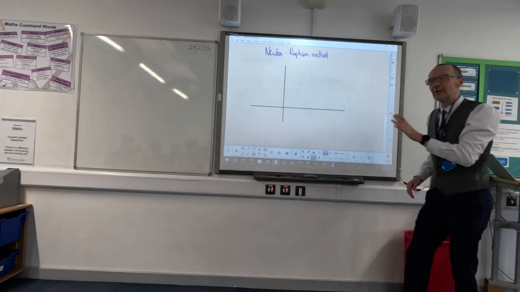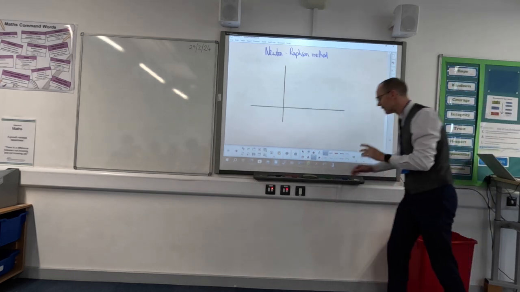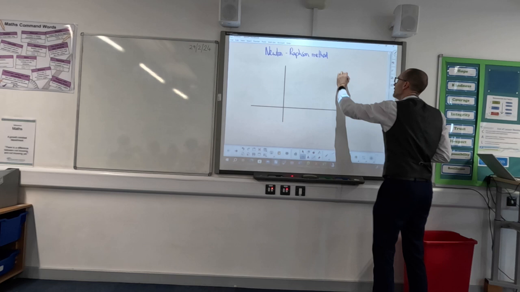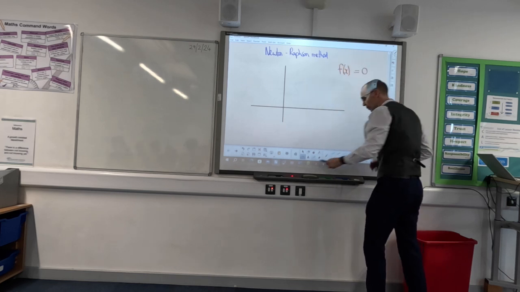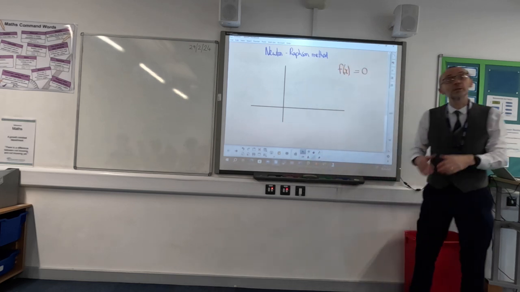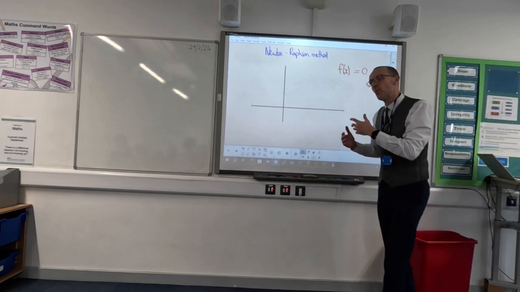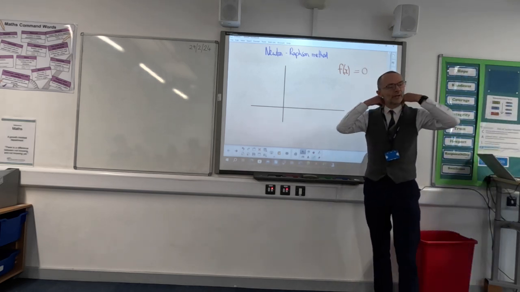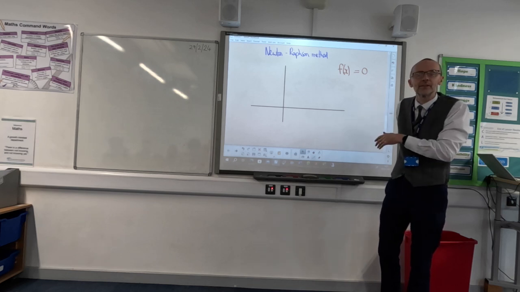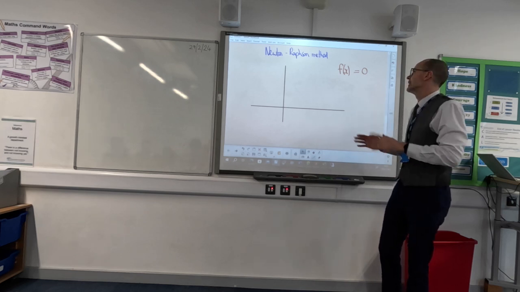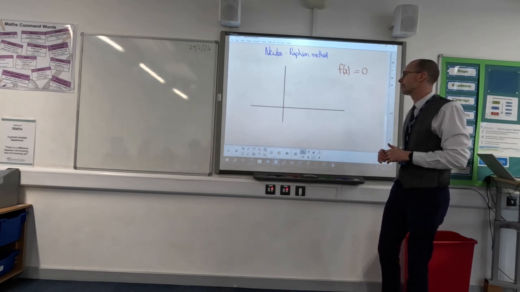And the Newton-Raphson method, it's really important you remember it is used to solve equations equal to zero. Where does this equation equal zero? It may be that we would be required to do a bit of rearrangement first to get it to that state. We've already done that with sign change, haven't we? So we're used to doing that sort of thing.